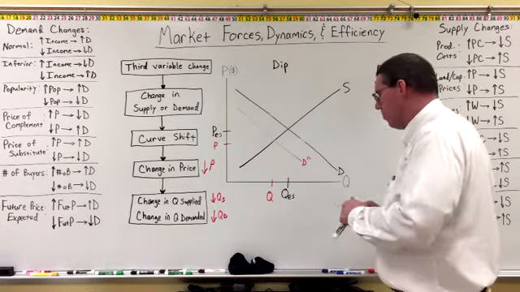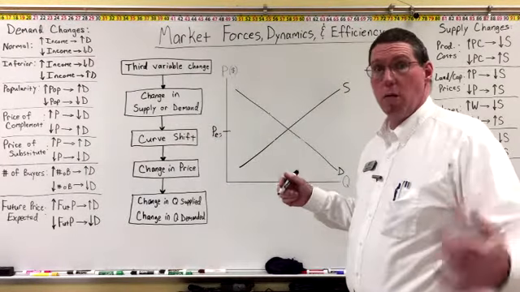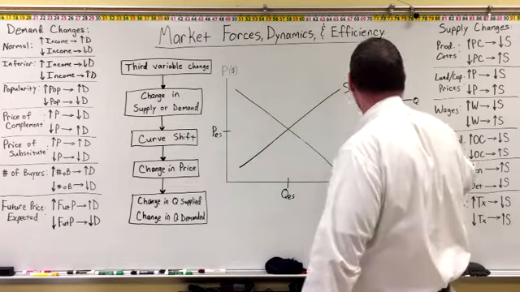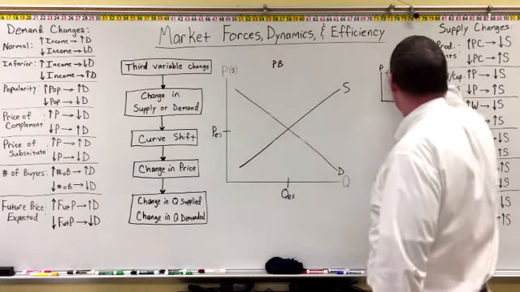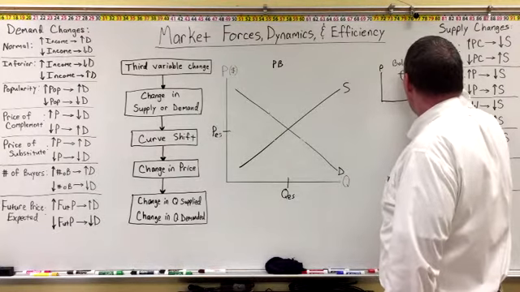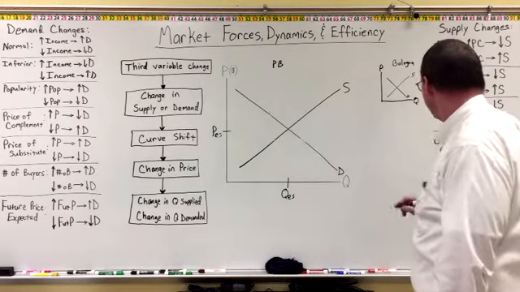Let's do something very similar, only with substitutes, the price of a substitute. Let's do bologna and peanut butter. Okay, we did that before. So we'll say that this is peanut butter and this is bologna. You remember us doing that example? All right, so we've got the supply of bologna and the demand for bologna.